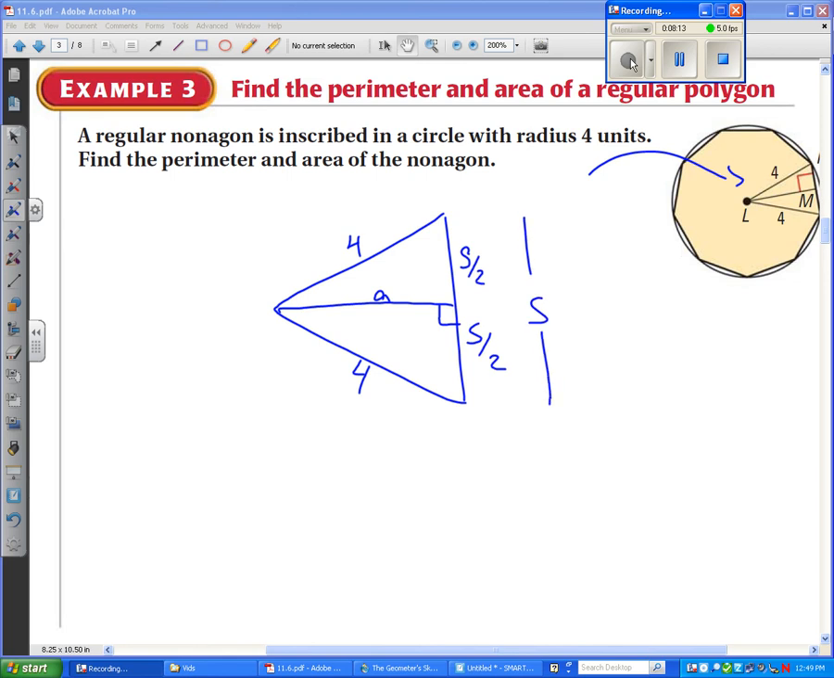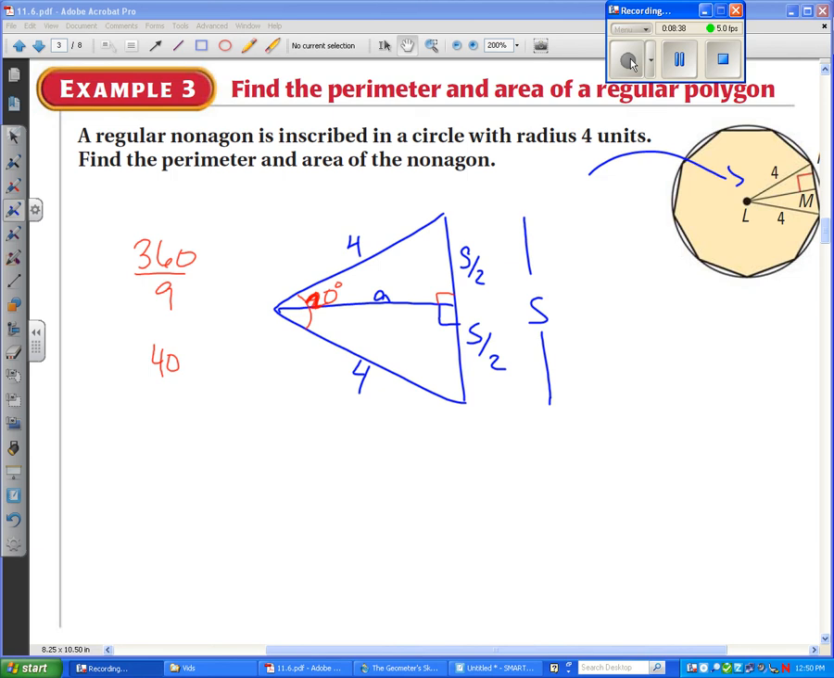Now, it looks like right now we don't have many values to find A or S, but we do have the central angle, noticing that the central angle is 360 divided by 9. 360 divided by 9 is 40. That means that one of these angles is 20 degrees. That means I have a right triangle with 20 degrees and my apothem I'm looking for and my hypotenuse.